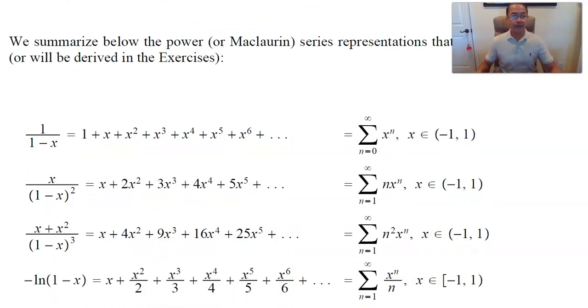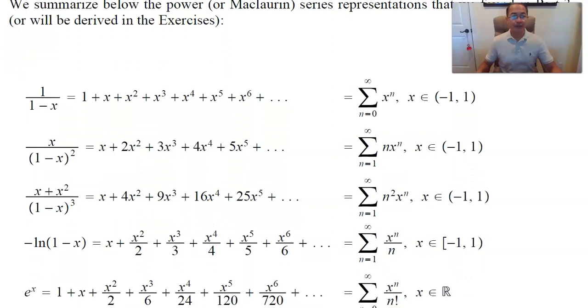In the exercises, you did it one more time. So find the derivative of both sides of this equation multiplied by x, and then you get a series for summation n squared x to the n.